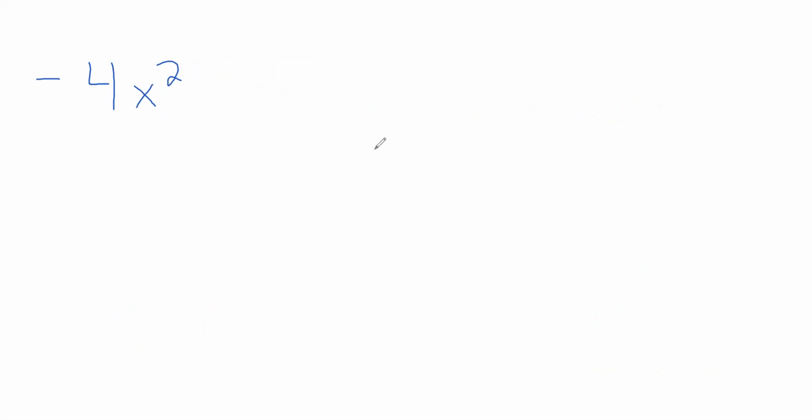Let's look at this particular example: negative 4x squared equals negative 5x plus 9. And maybe our goal is to solve that. To solve that means we're looking for values of x that can be substituted into the equation that is going to work, that's going to solve it.